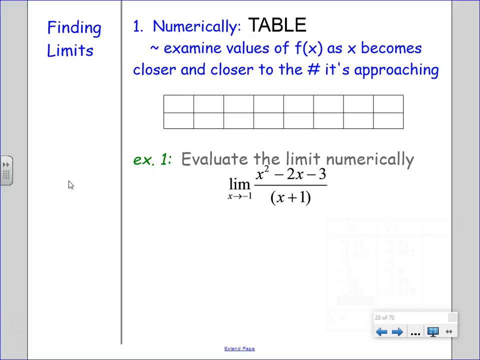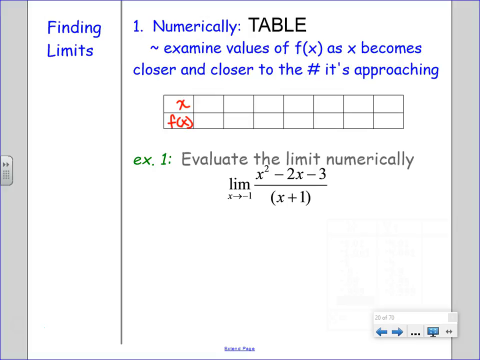Finding limits numerically with tables. We know tables and how they work. This one is horizontal. You could also have vertical, but usually we're going to be dealing with horizontal. It's what the AP does, so I'm trying to get you used to it. X values go on top, Y values go on bottom. You examine what the Y's, the heights, the function values are doing as X becomes closer and closer. We're trying to get arbitrarily close to the number it's approaching.